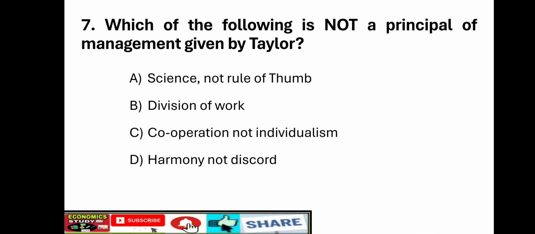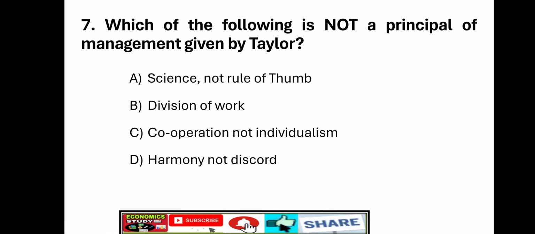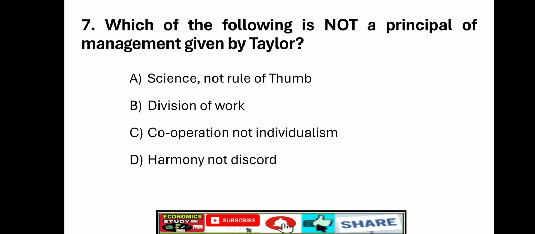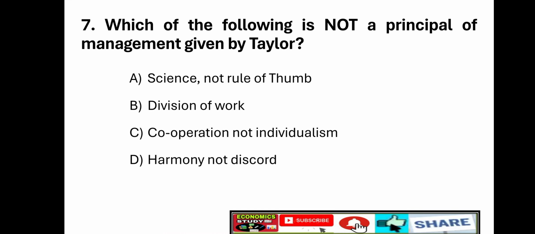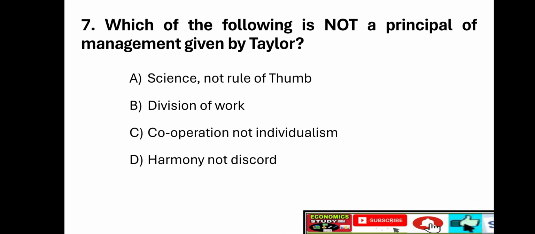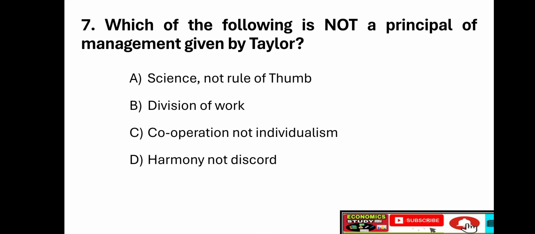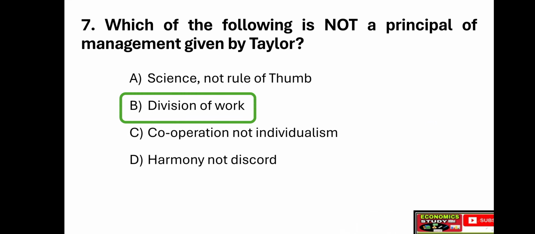Next question, seventh question. Which of the following is not a principle of management given by Taylor? Option A, science not rule of thumb; option B, division of work; option C, cooperation not individualism; option D, harmony not discord. Right answer is option B, division of work.